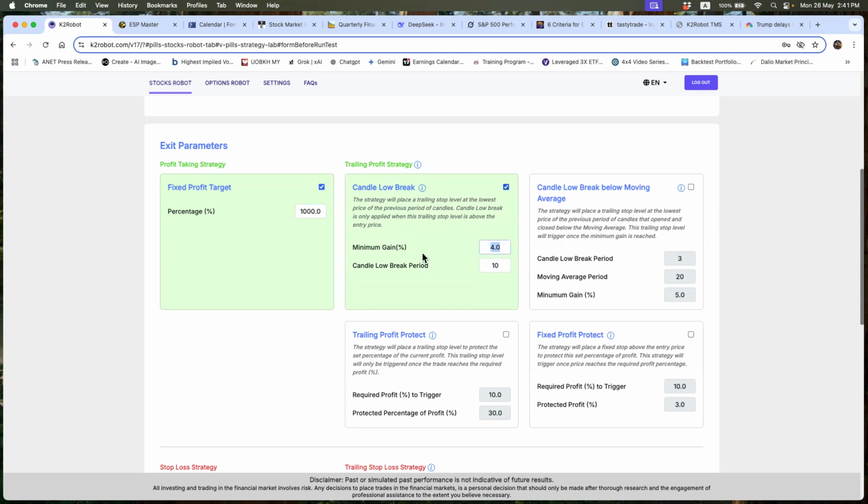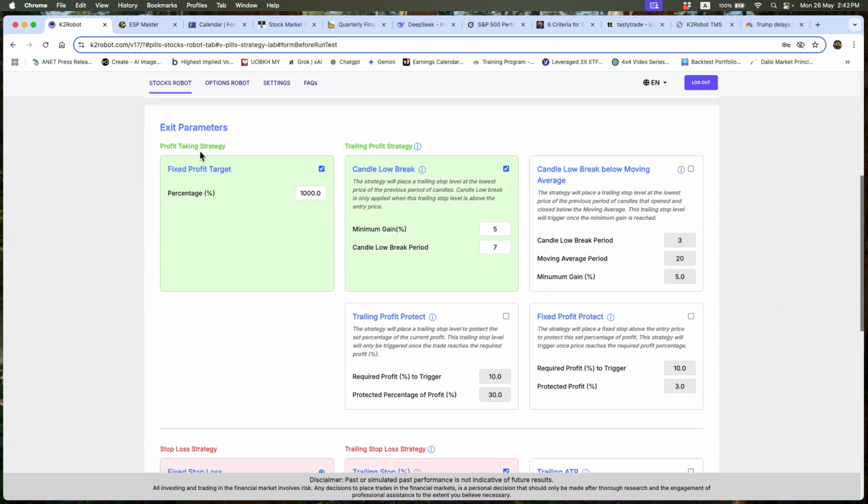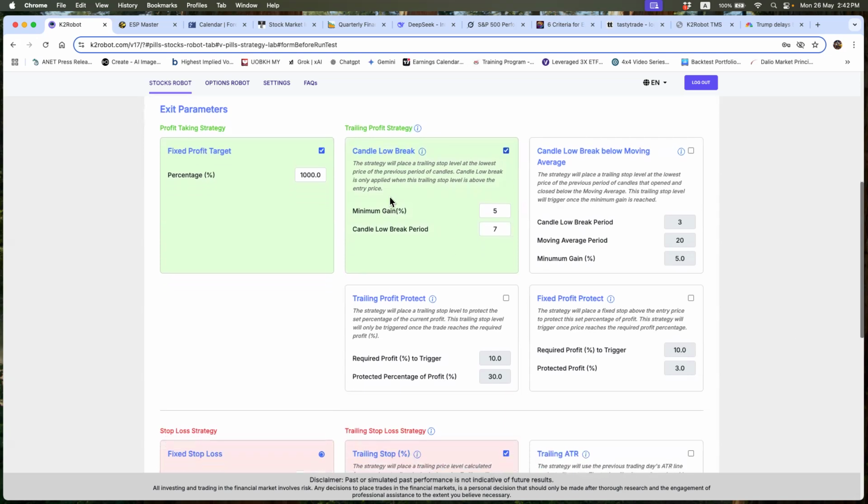I will only kick in the trailing stop when the stock price has already moved up 5%. If it is within 5%, trailing stop does not come in. I need the stock to move up 5% before the trailing stop comes in, and the candle low to take profit will be 7, not 10, but 7. So once I have this 5 and 7 done, I have set the exit parameter for profit taking. That is the when to sell, profit taking.